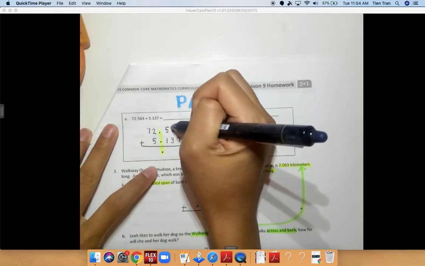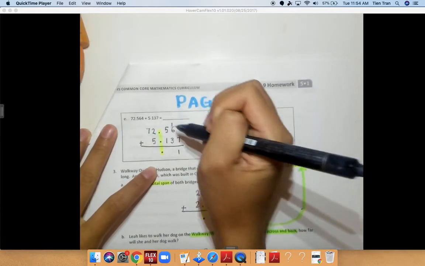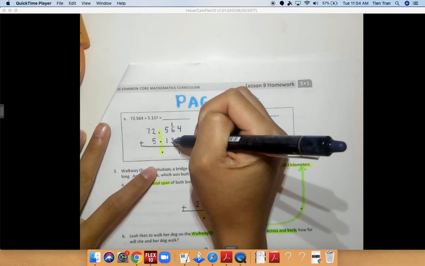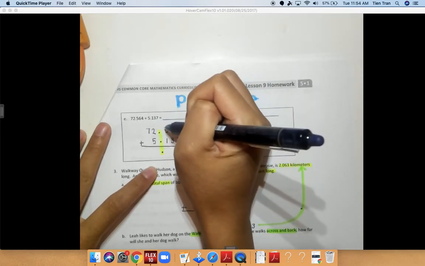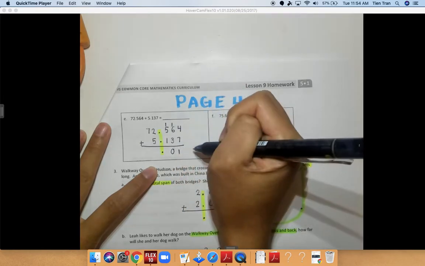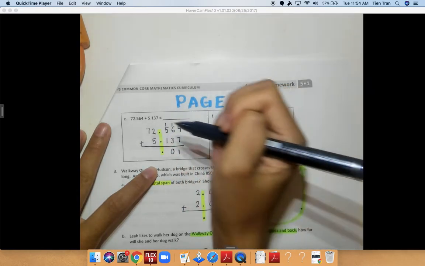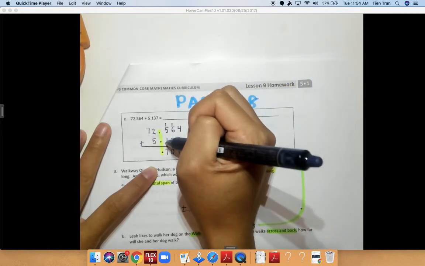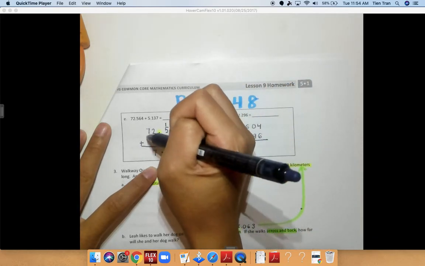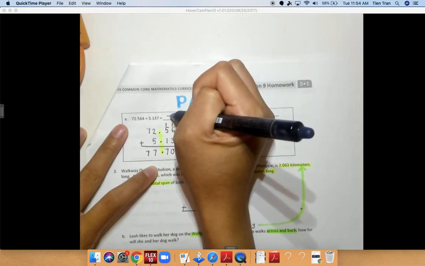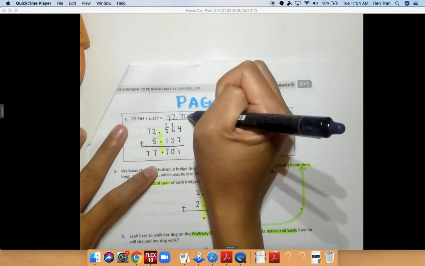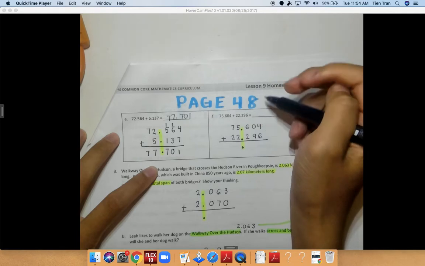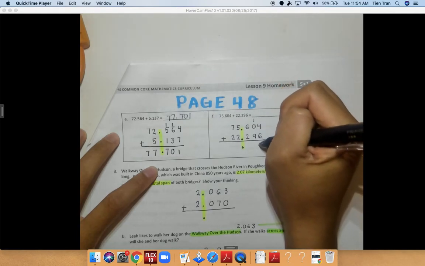Right here, 7 plus 4 is 11. 6 plus 3 plus 1. 6 plus 3 is 9. 9 plus 1 is equal to 10. So I need to carry my 1, bring down my 0. 5 plus 1 is 6, plus 1 again is 7. Bring down my decimal. 5 plus 2 is equal to 7, and bring down my 7. So my answer is 77.701.